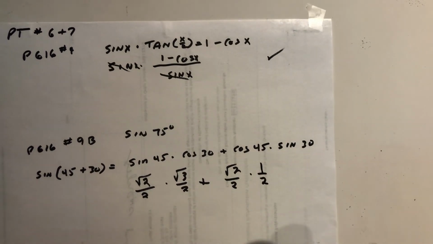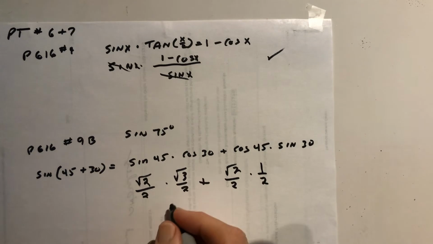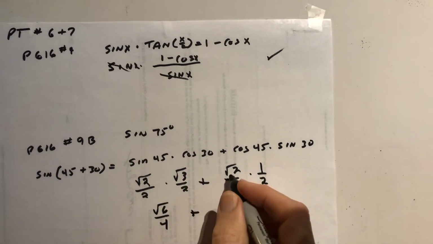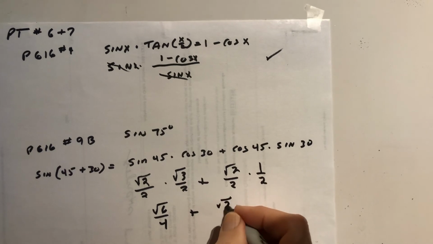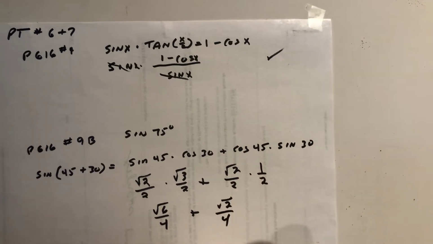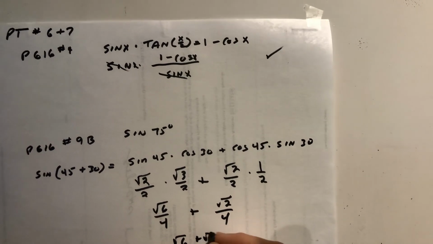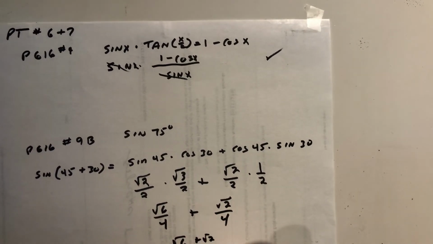Let me have to show you work on this problem. So that's going to be root 6 over 4 times 1, that's root 2 over 4. And you can put them together, root 6 and root 2 all over 4.